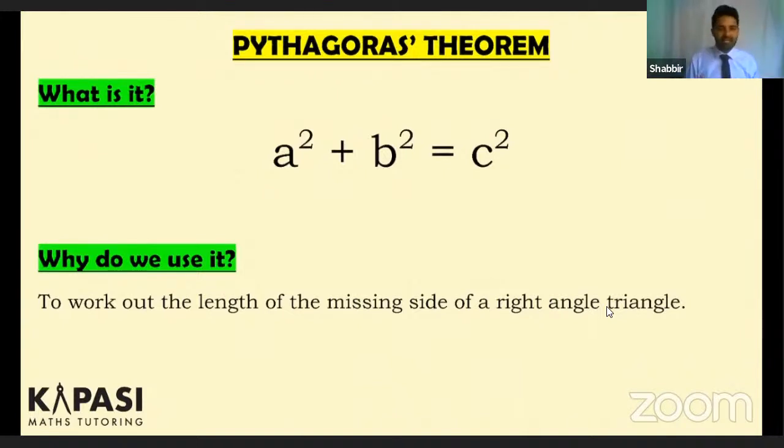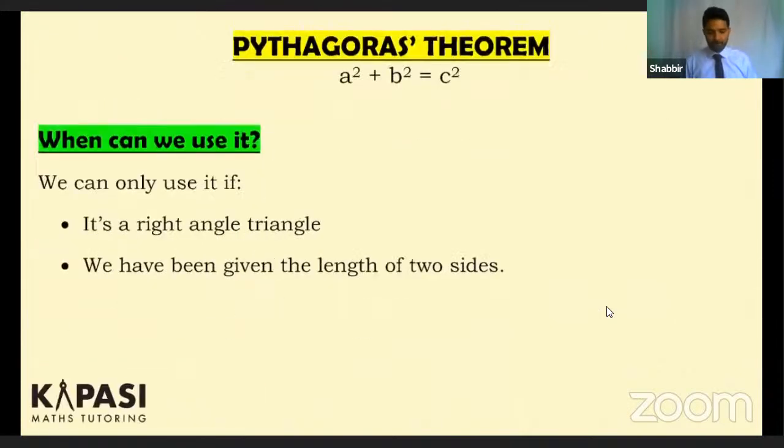Make sure you write this down. It's important to know when you've got to use it, especially if you were to spot it in those all-important GCSE exams. So we use it to work out the length of a missing side of a right angle triangle. And the formula you'll see on every single screen as we go through it, as you can see there.